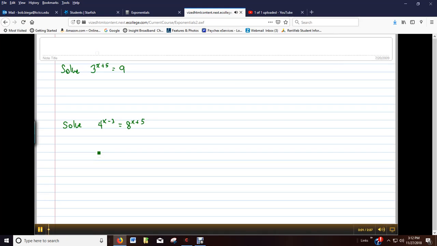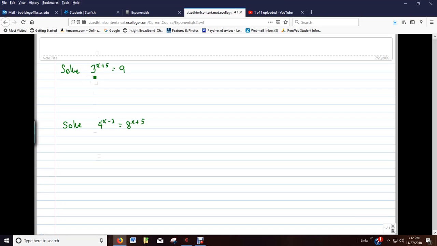Suppose we want to solve these exponential equations. Now notice in these equations that our variable is in the exponent, which is what makes them exponential. Now what we want is to have the same base on both sides, and the base is this part right here that is not the exponent.